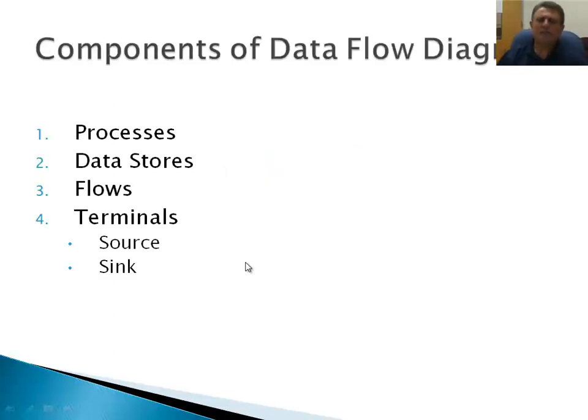What are the components of a data flow diagram? Processes, which are those bubbles. Data stores, where we store the data, databases. Flows, those arrows, and the terminals, source and sink. Source means the external entity that provides the input, and the sink means the entity that receives the output.